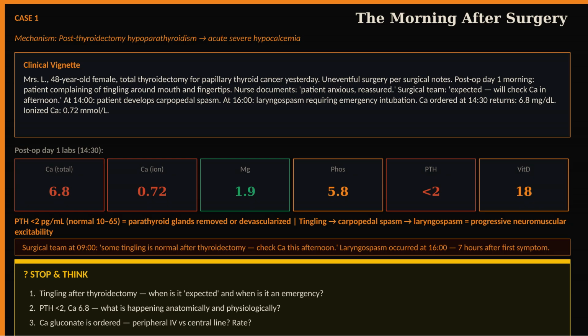Stop and think. After a thyroidectomy, when is tingling expected, and when is it an emergency? With a PTH under 2 and a calcium of 6.8, what is actually happening, anatomically and physiologically? And when you give the calcium gluconate, peripheral line or central, and at what rate?